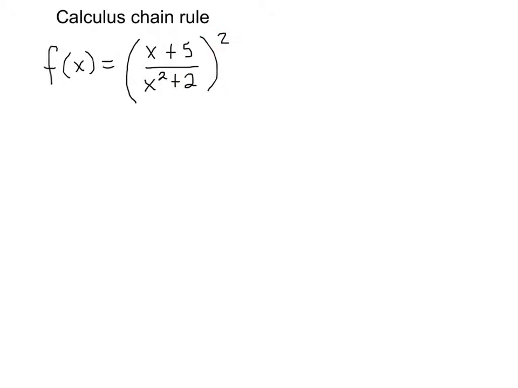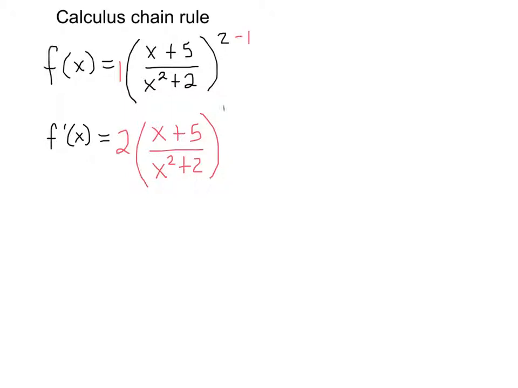And so we're going to say f prime of x equals, and understood to be in front of the parentheses is a 1. So I'm going to do 2 times 1, which equals 2, parentheses, and now I'm not going to change what's inside the parentheses, x plus 5 over x squared plus 2, and then I'll reduce the power by 1. 2 minus 1 is 1.